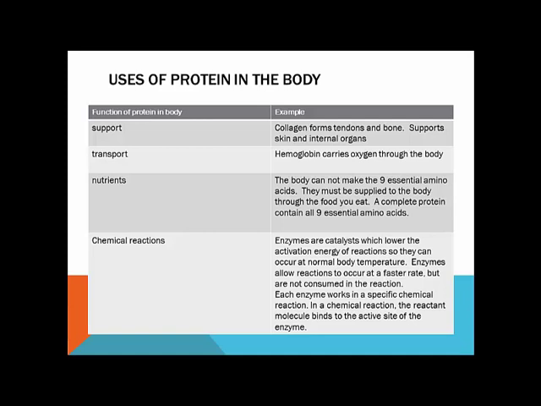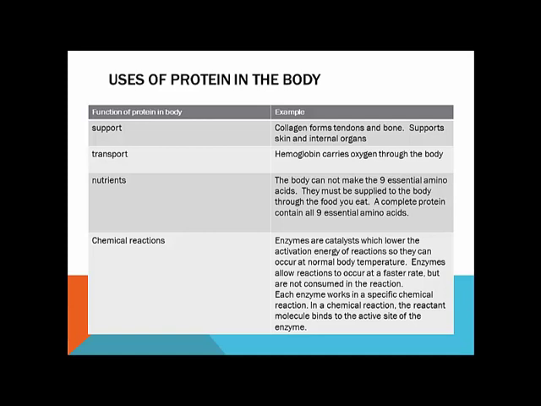The protein hemoglobin is found in the blood and is used to transport oxygen throughout the body. The protein we eat is used by the body to make new proteins. The essential amino acids cannot be made by the body. They must come from the food you eat. If you do not have one of these amino acids your body needs, you will not be able to make the protein that it needs.